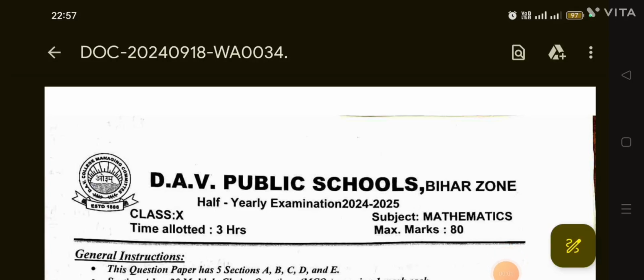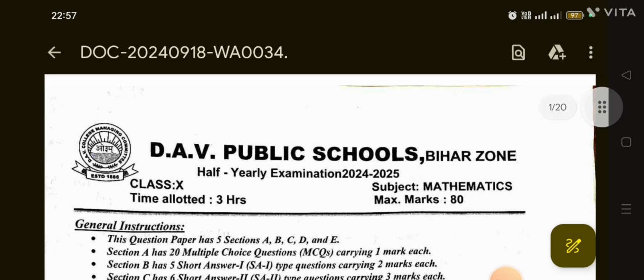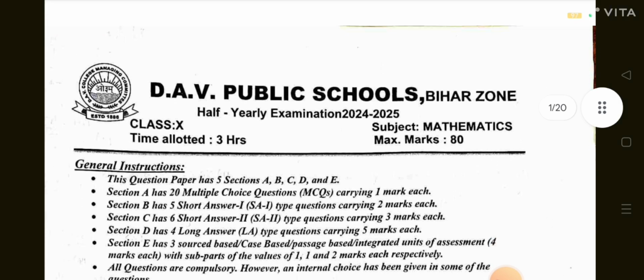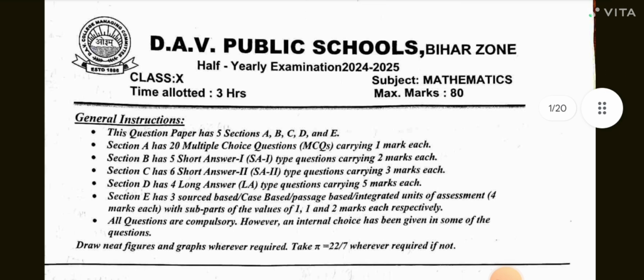Namaste to all. I am again here with the 10th half yearly question paper of mathematics and its solution. Here you can see the question paper of mathematics. It is a question paper of 50 marks.